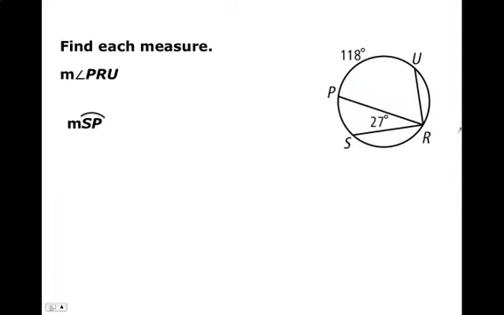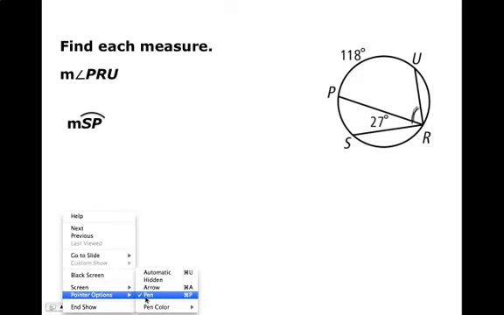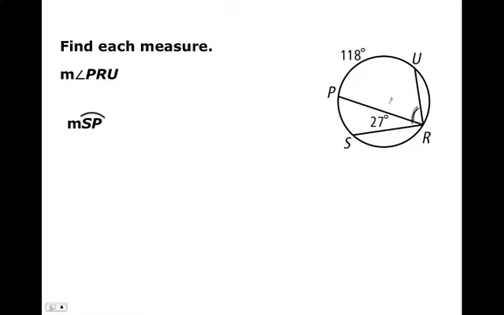We're going to find the measure of angle PRU, which is this angle right here. If you notice, here's the angle. It intercepts arc PU, and the vertex of the angle is on the circle. So this is an inscribed angle. So we know that the measure is going to be half the measure of its intercepted arc, which means the measure of angle PRU would be 59 degrees.